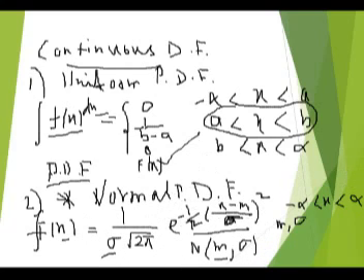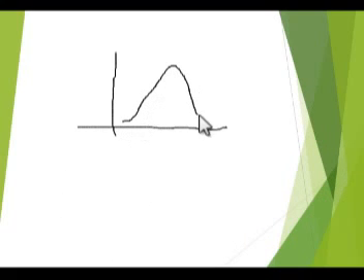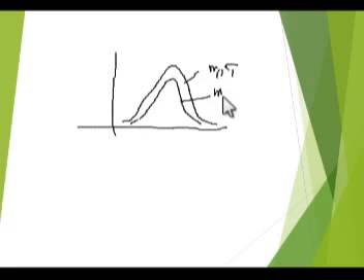I will give an example. Normal distributions can be found in this way: for some m and some sigma, different m and different sigma, you will get this kind of curve, and you can also get this type of curve. For another m, this is m1 sigma 1, and this is m2 sigma 2.